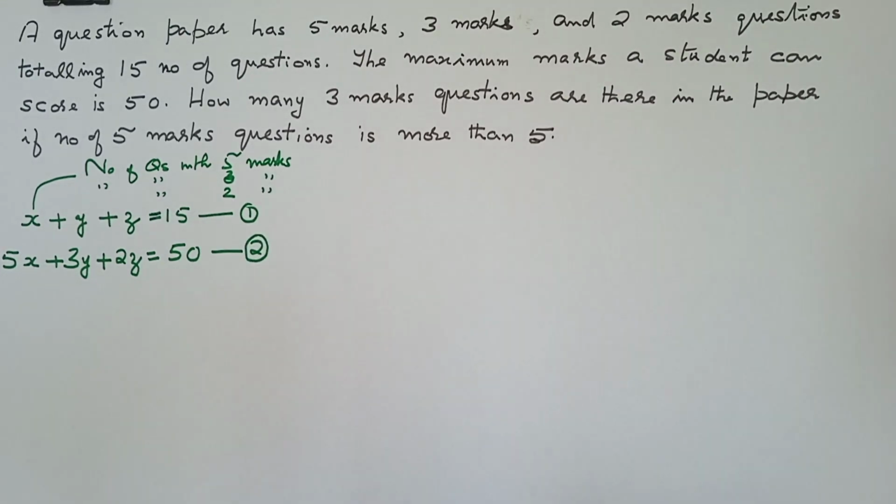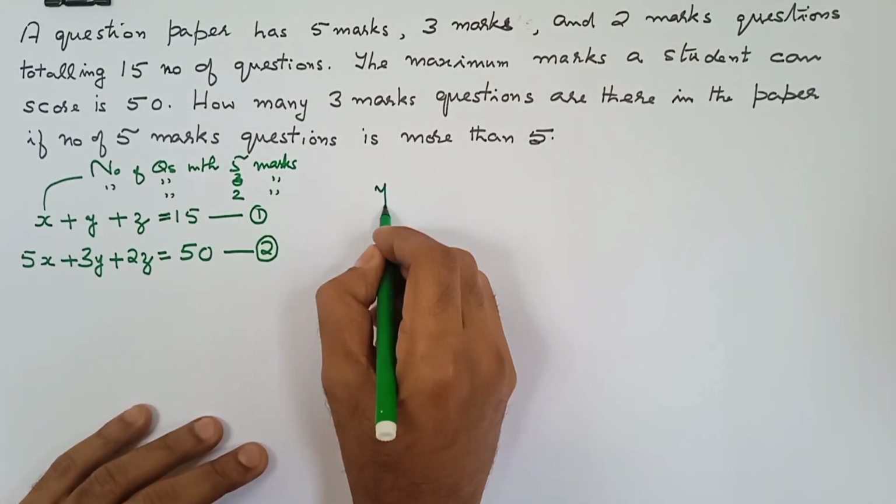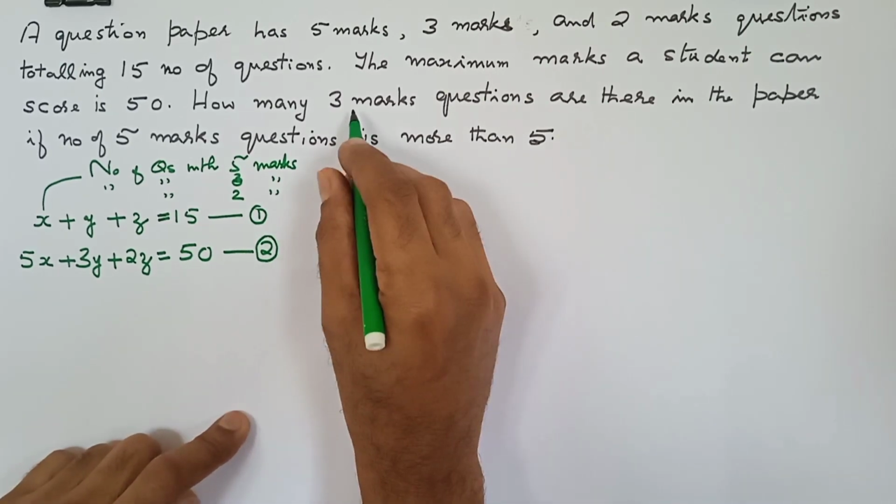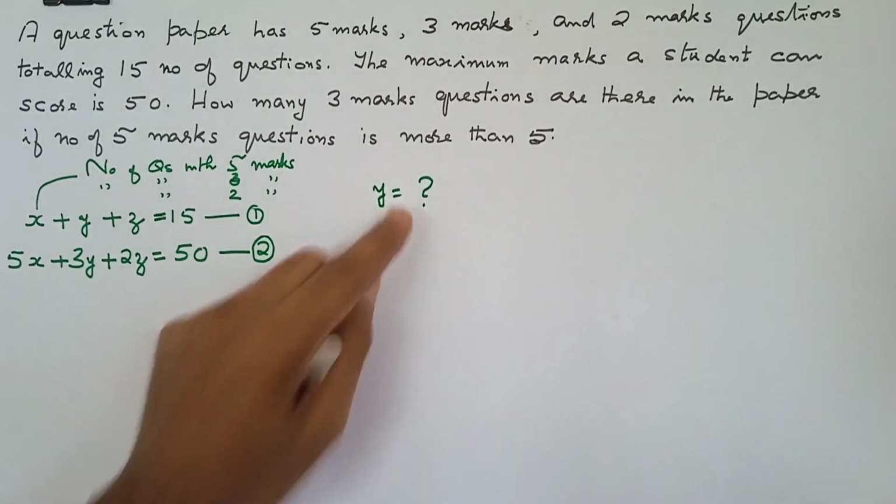Now look at that. There are 3 variables. So the general principle for getting all the variables determined uniquely, you need to have 3 equations, but you don't have any other additional data in the problem to help us frame one more equation. So we need to manipulate with these 2 equations and get what they want. What is it that they want us to find out? The number of 3 marks questions, which means what? Y. Y is what we have taken to stand for the number of 3 marks questions. Now this is to be found out.